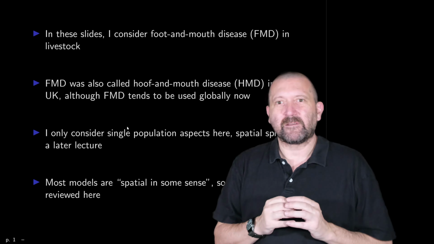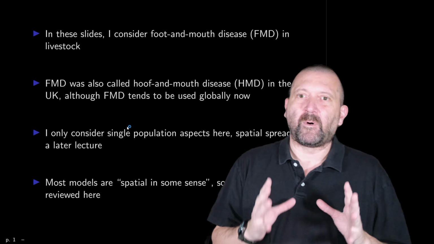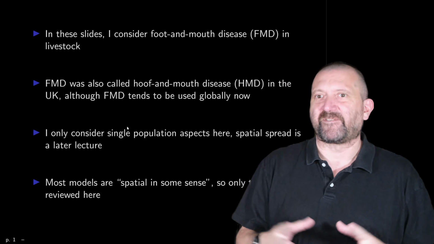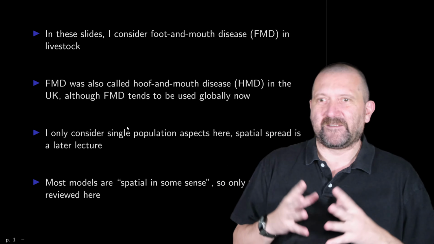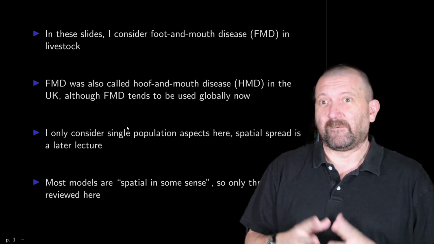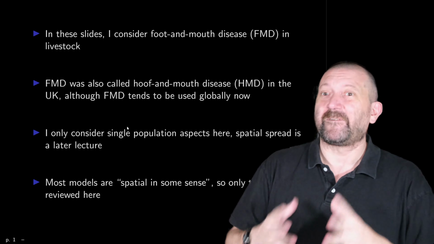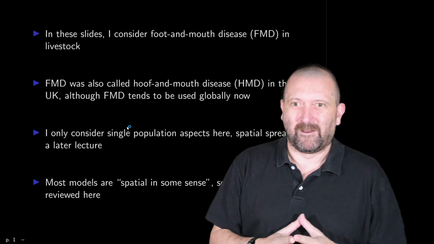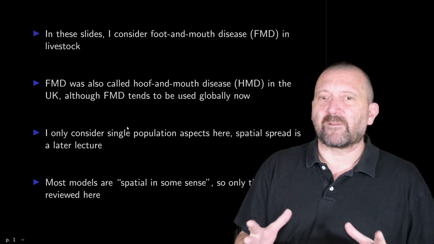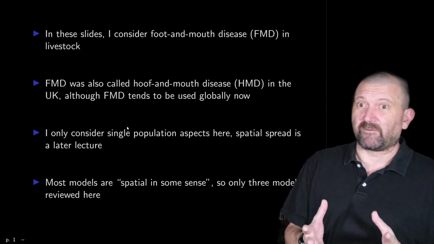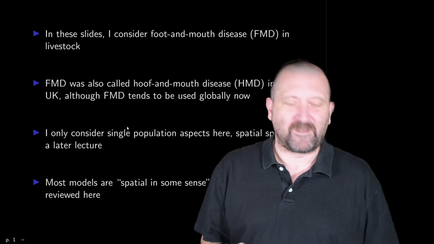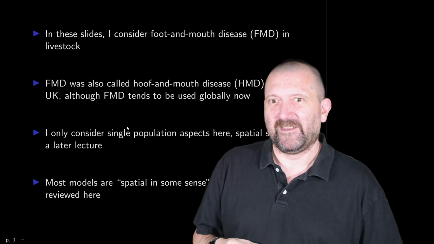Here, I will only consider single population aspects. You will see in the lecture about spatial spread that most of the work actually on foot and mouth disease is spatial in some way, in a variety of ways that I'll come back to later. But that means here I'm just going to look at three models because, as I said, most models are spatial in some sense, and I'll explain that later.